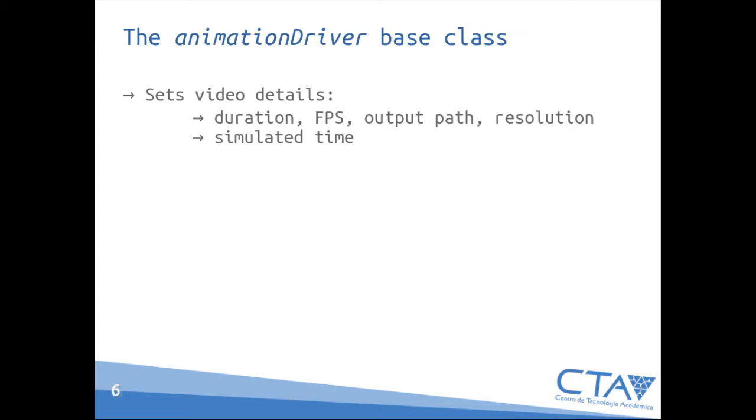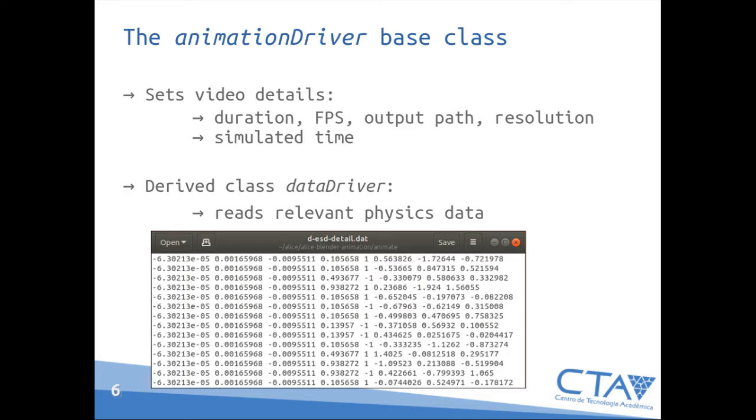One of the fundamental classes of the program is the animationDriver class. Its member functions are called to configure the video's duration, frame rate, output path, and resolution settings, as well as to determine the simulated time of the event, which corresponds to how long after the particle collision the animation will show. The DataDriver class is derived from the animationDriver class to actually implement the animation from a given kinematic data list. We also implemented a DataDriver derived class called genDriver, which generates events with dummy distribution. This class is used mainly for development purposes and can be used as a template for implementing more realistic generators.